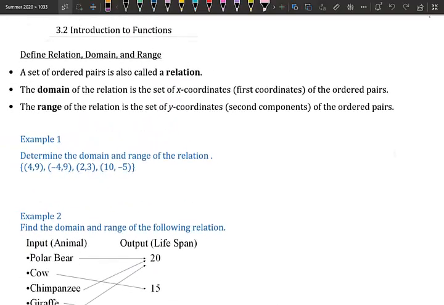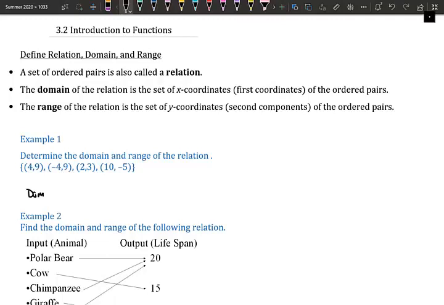Introduction to Functions. So we're going to define a relation, domain, and range. A set of ordered pairs is called a relation. The domain of the relation is the set of x coordinates, or the first of the ordered pair. The range is the y, so it's the second. We're going to determine the domain and range of the relation.